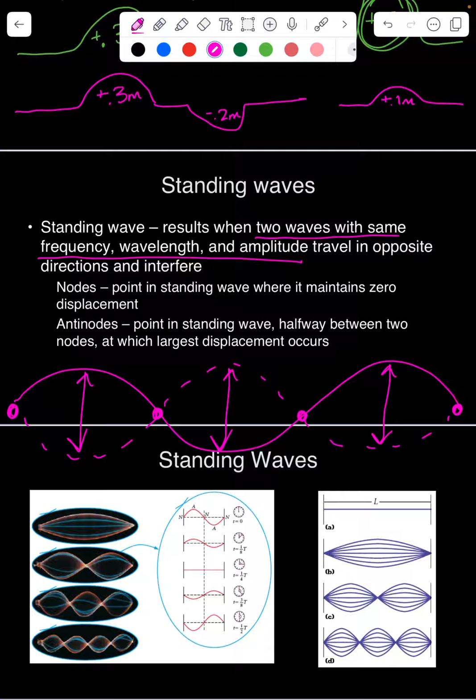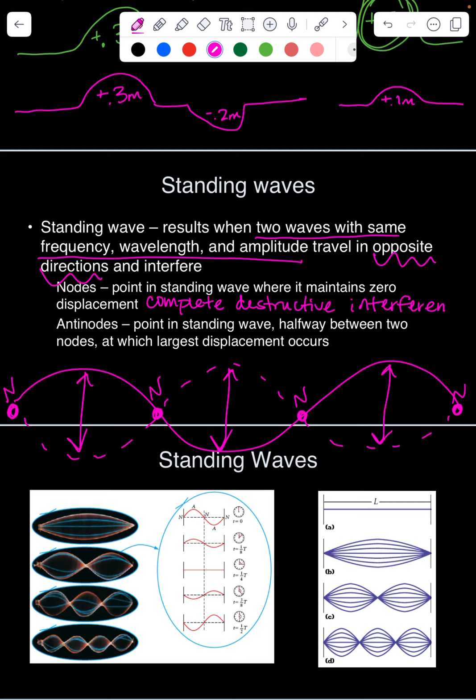Two waves with the same frequency, the same wavelength, the same amplitude that are traveling in opposite directions, and they interfere, they combine. Whenever they combine, these points that look like they're not moving at all are the points where you have complete destructive interference.